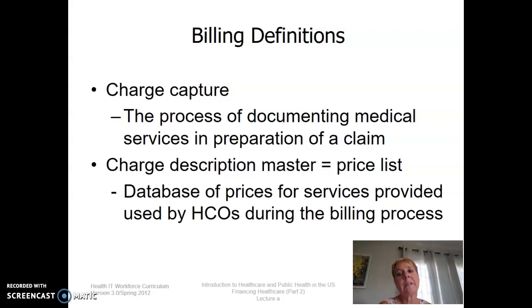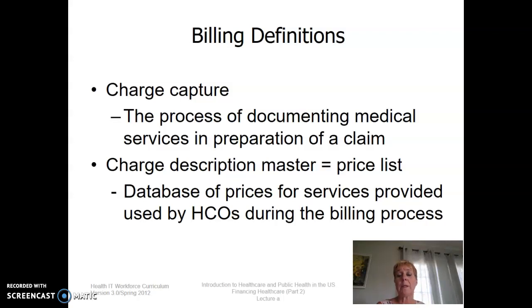So then when you get to billing definitions, there's a term called charge capture, and that's the process of documenting medical services in order to prepare a claim. Prior to that claim going in, you want to make sure that every medical service that you can bill for or make a claim for has been documented and supported in the record.